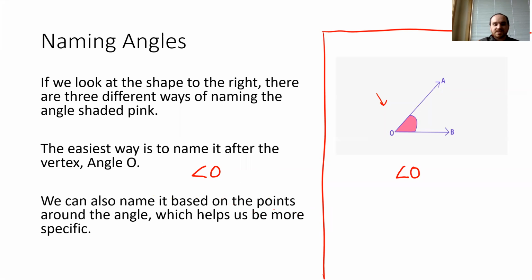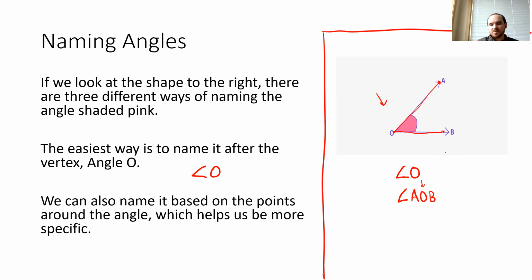We can also name it based on the points around the angle, which helps us be more specific. And we're going to see some examples specifically tomorrow in your assignment. You're going to see a bunch of different examples of angles that it really helps to name this way. But if we start at point A, we go to point O, and then we go to point B, we formed the angle that is shown in pink, right? Because we start here, we go to this, and then we go this way. That gives us the angle in pink. So the way we would write that out is angle AOB. Now, it's very important that the vertex is in the middle when you're naming an angle using three letters. The vertex always needs to be in the middle of the three letters.